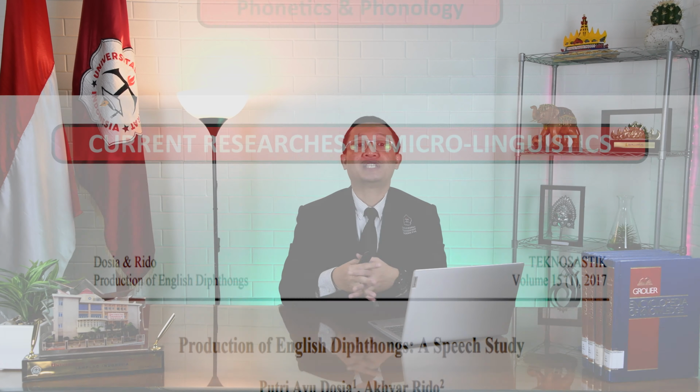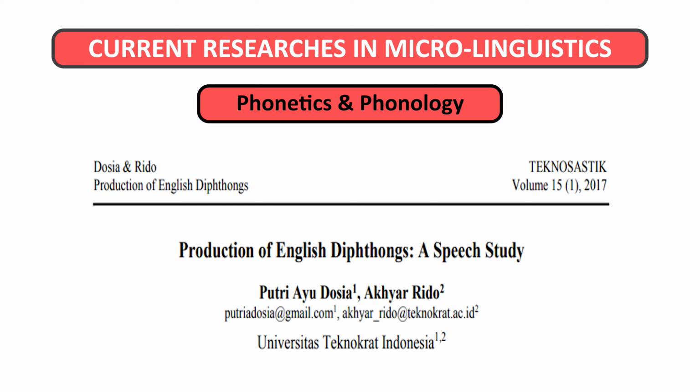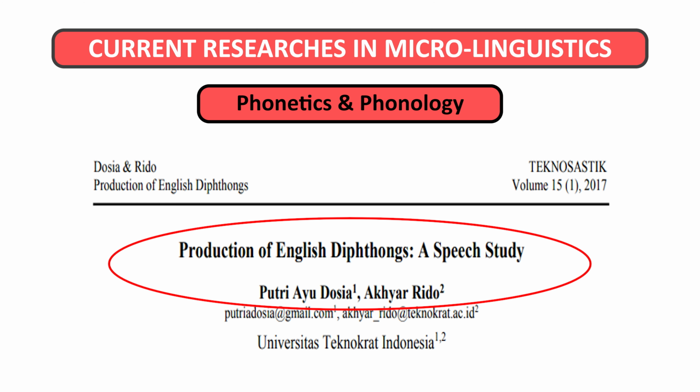Now we move to our main discussion, which is about current research in microlinguistics. So you've got an explanation in the beginning of this lecture that part of microlinguistics is phonetics and phonology. So what are the current issues in phonetics and phonology right now? The never-ending issue when we talk about phonetics and phonology is about productions of the English sound system. So you can look at the productions of vowels, the productions of consonants, the production of diphthongs. So it's actually a study of speech.